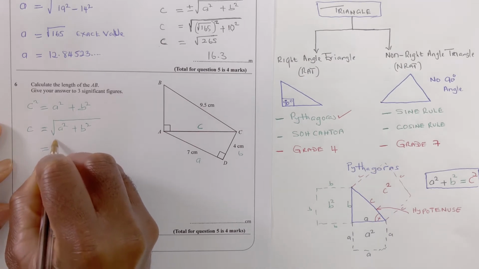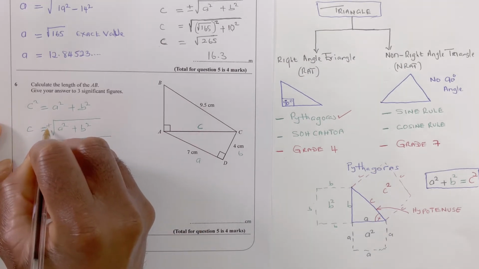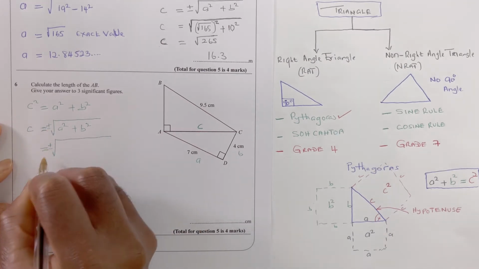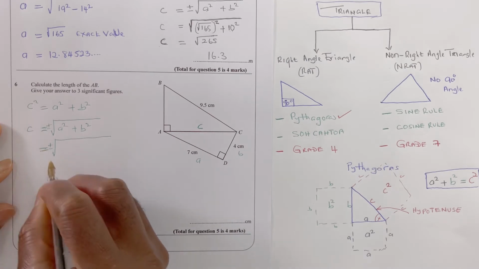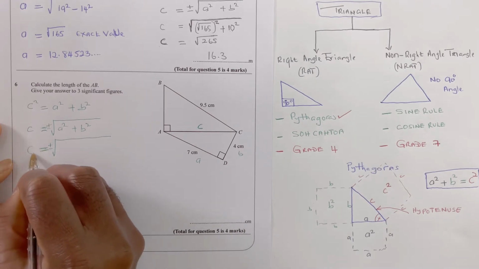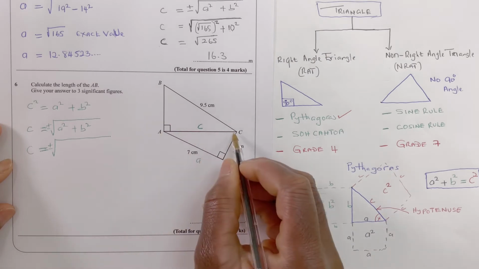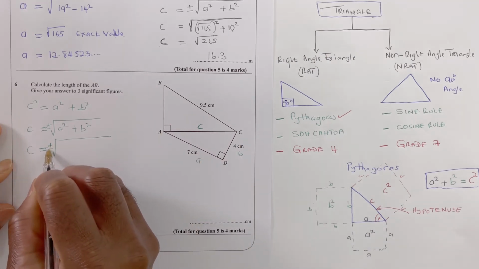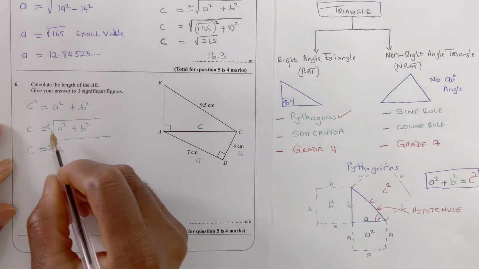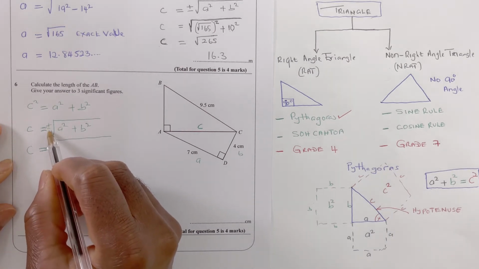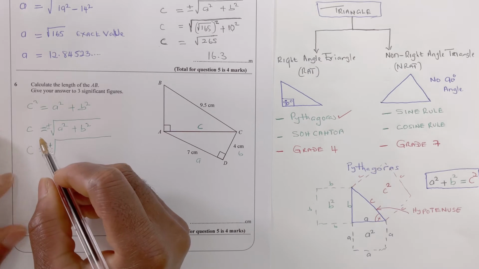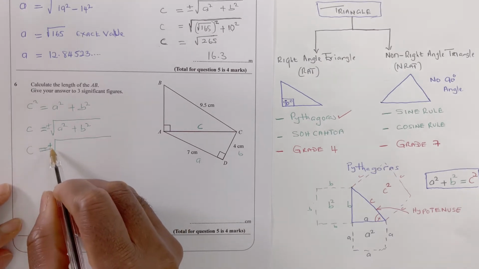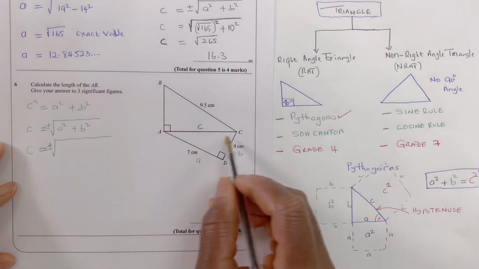Now I can populate that. Remember, it's always plus or minus whenever you do a square root, but this cannot be a negative number, so that's why we stick with the positive value rather than the negative value, because this is a positive value.